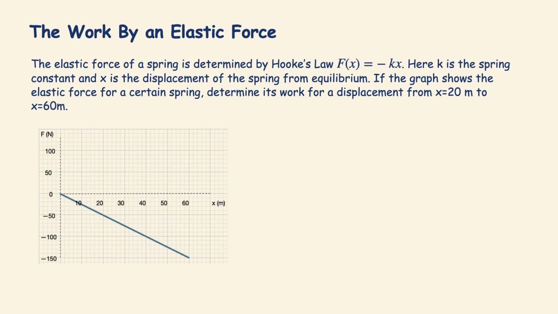So here's another example about the work by a variable force. In this example specifically, we will calculate the work done by an elastic force. The elastic force of a spring is determined by Hooke's law, which tells us that the force of the spring is going to be equal to minus kx. Here k is the spring constant and x is the displacement of the spring from its equilibrium position.